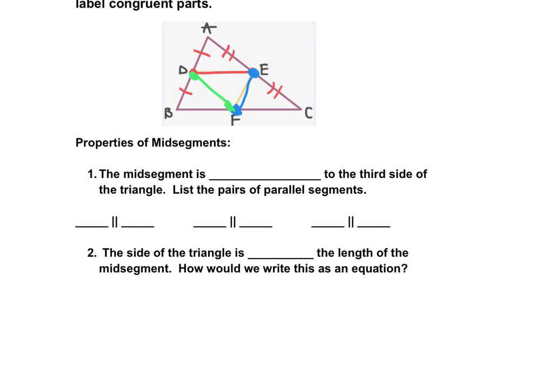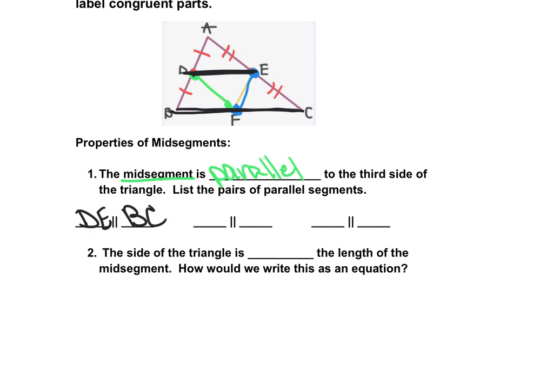One of them is that the midsegment, that red line, is parallel to the third side of the triangle. So if I have DE as the midsegment that I'm talking about right now, let's look at midsegment DE. DE is parallel to the third side, the third side being the one that the midsegment doesn't intersect. So DE would be parallel to BC.